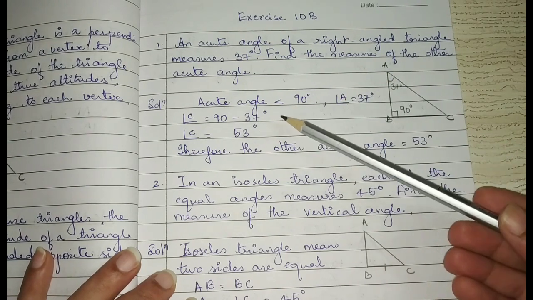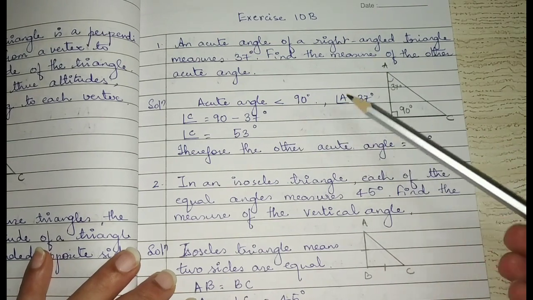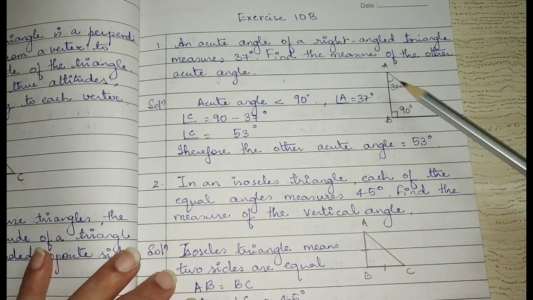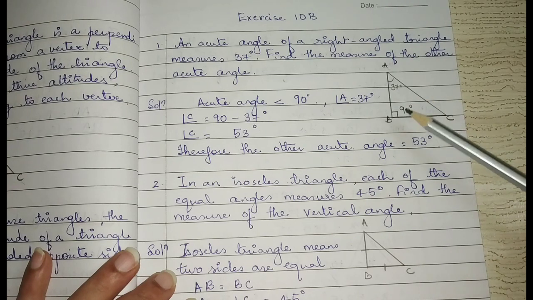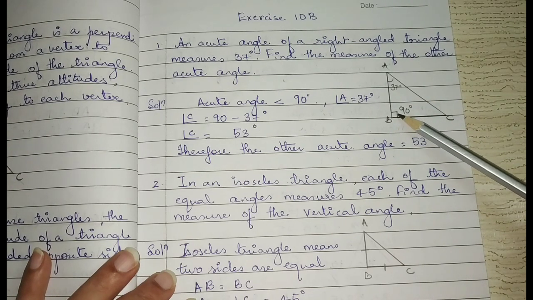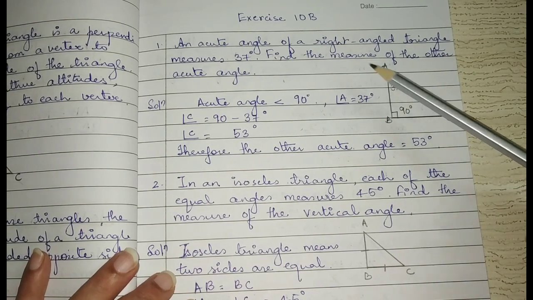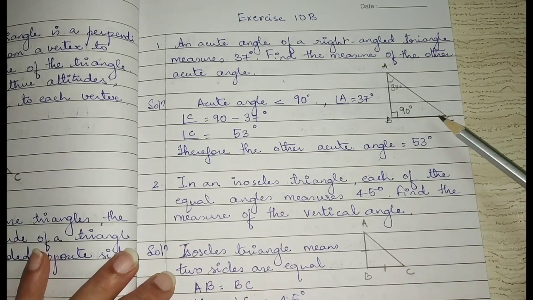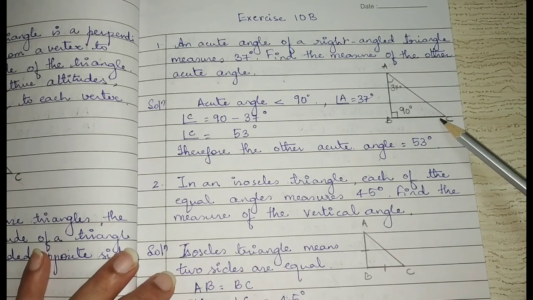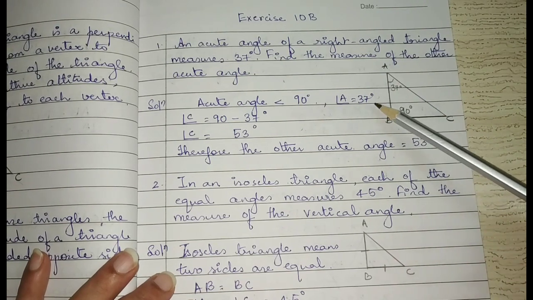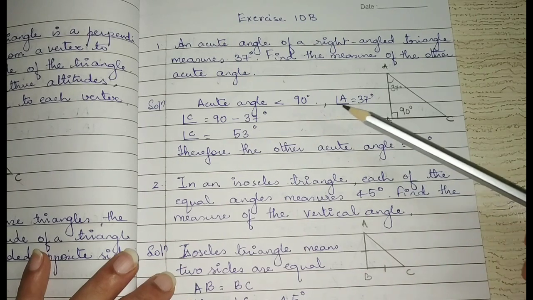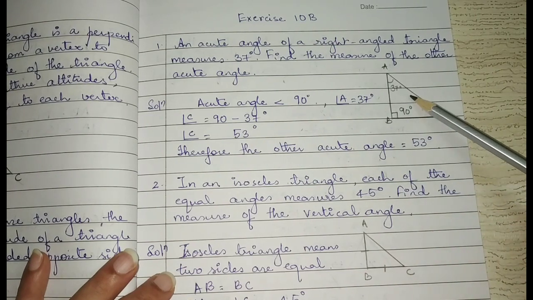Solution: acute angle is less than 90 degrees. Angle A, we will consider this figure. ABC is a right angle triangle where at B it is 90 degrees, and angle A is considered as the 37 degrees acute angle. So other angle which we have to find out is angle C. So angle A is 37. So angle C will be nothing but 90 minus 37 degrees.